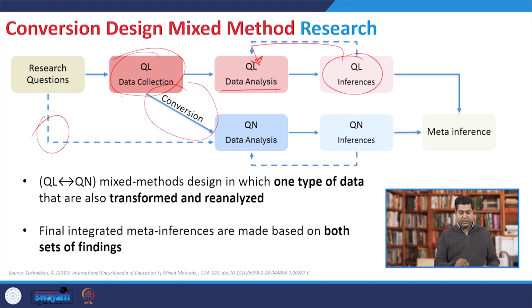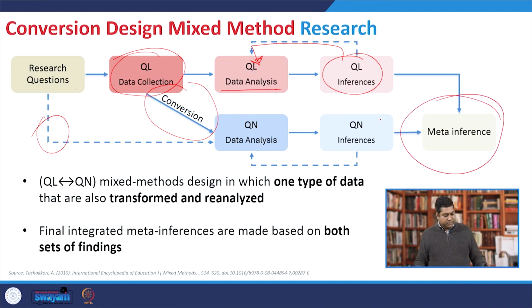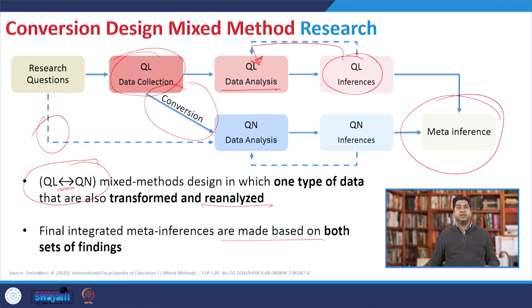So that's why you are converting the qualitative data into quantitative data form, and then you can do the analysis and finally you bring the meta inferences. So here you can see in short form, it is the conversion representation. So qualitative to quantitative, or it may also be quantitative to qualitative mixed method design, in which one type of data is also transformed and reanalyzed with the other method. The final integrated meta inferences are made based on both sets of findings, like previously.